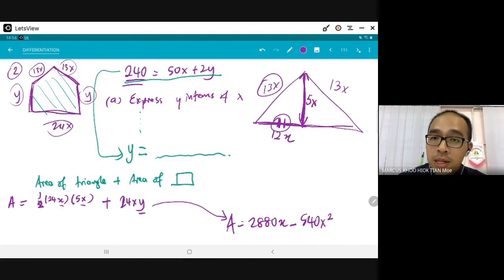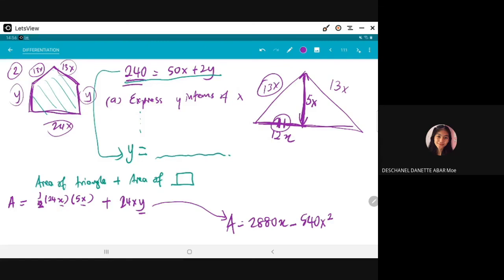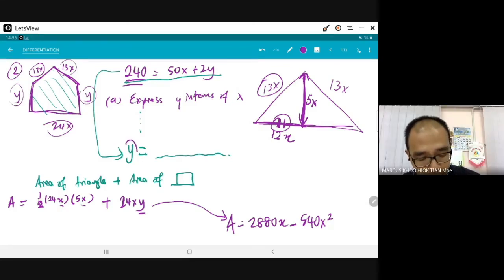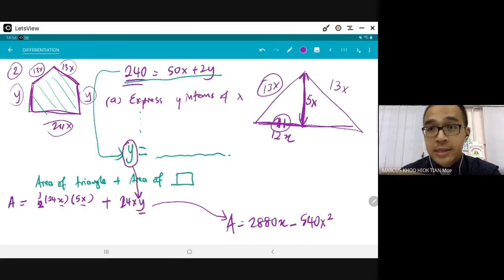So what would you suggest? Substitute value of y yang dekat jawapan A. Very good. Okay, so you substitute the value of y in jawapan A ke dalam y di sini. So that semua adalah x.